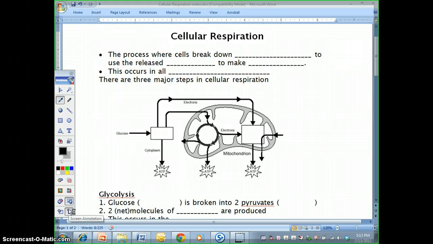Okay. So cellular respiration is the process where cells break down glucose in order to release the energy in the form of ATP. Remember our analogy from class today. Glucose is the $100 bill, so we're trying to make those single dollar bills. And this process occurs in all living things.